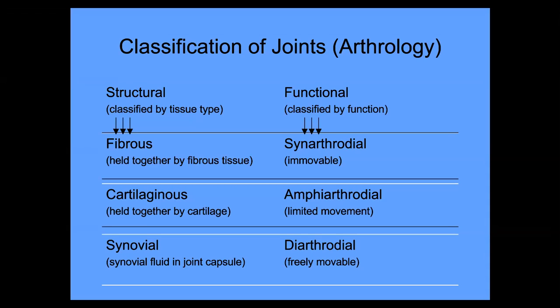And synarthroidal would be immovable, right? These joints don't really move. There's an articulation there, but they don't move. The other one is cartilaginous, and this is amphiarthroidal. The function, amphiarthroidal, and these have limited movements. The other one, the synovial, are considered to have the function of being diarthroidal, or freely movable.